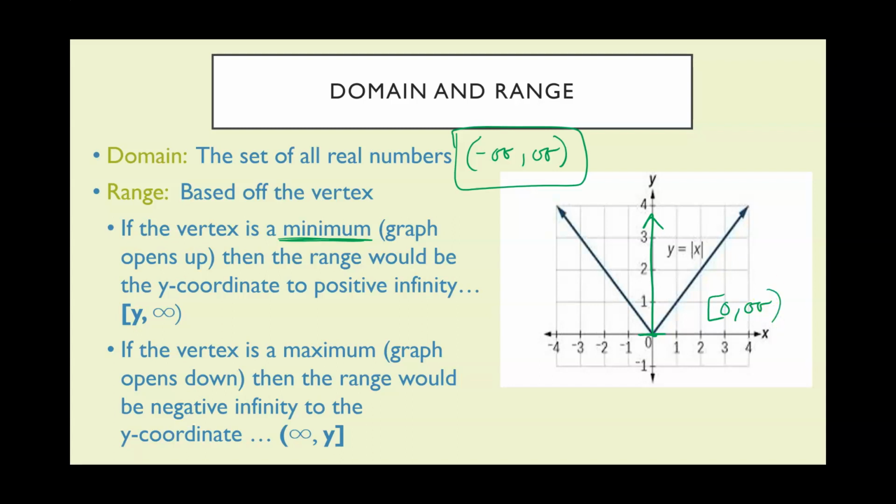Now, if the vertex is a maximum, so the graph opens down, let's just draw one right here. If you had one that opens down, then the range would be, oh, my negative sign went away. This is supposed to be negative infinity. So if it opens down, the lowest y value is negative infinity, and then it goes all the way up to the y value of your vertex, which right here would be negative 1. So the range here would be negative infinity to negative 1 bracket.